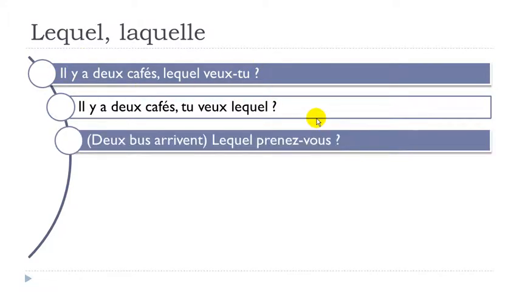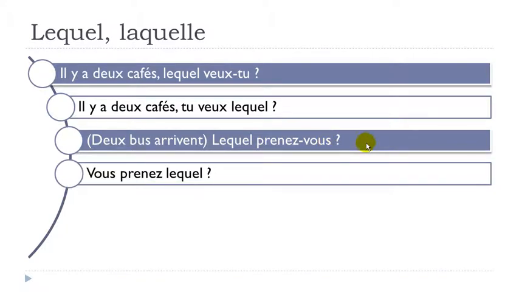So let's see another example. So, deux bus arrivent, okay? So two buses arrive. Lequel prenez-vous? Remember, prendre is to take. Vous, you. Okay, so you could be the plural form, or then it could be the polite form for you. Okay, so lequel prenez-vous? Which one do you take? All right. Or then it could be as well, as we saw in the previous example, you just keep the normal order, so subject, verb. Vous prenez lequel? All right.